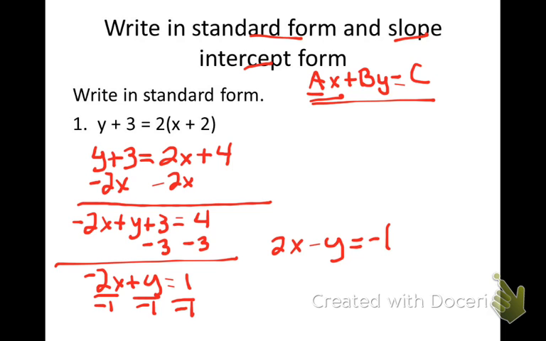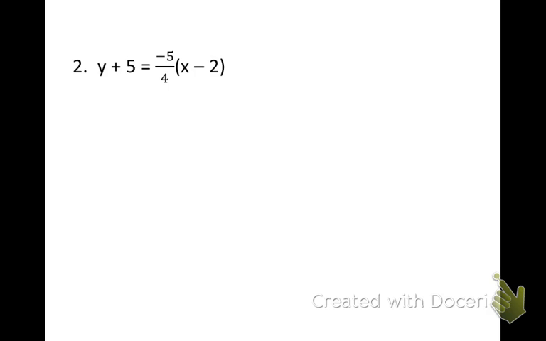So that would be my final answer in this form, standard form. So keep in mind what form you're trying to go for. Maybe write that down ahead of time so you know what you're looking for. So again, in this second one, we want to get in standard form. So I'm going to write it down again so we can know our goal. Ax plus by equals c.